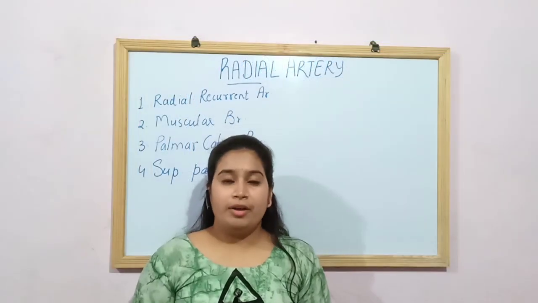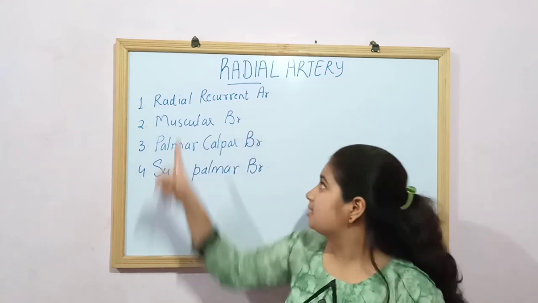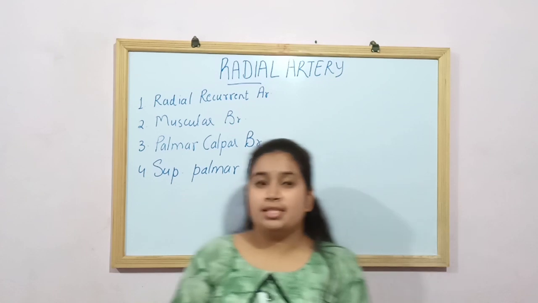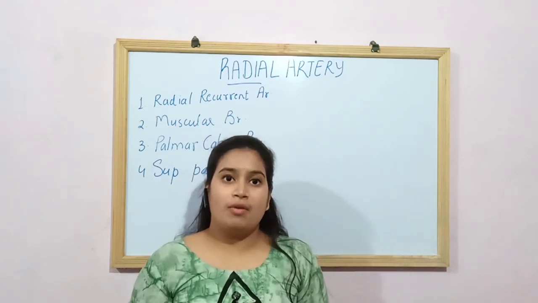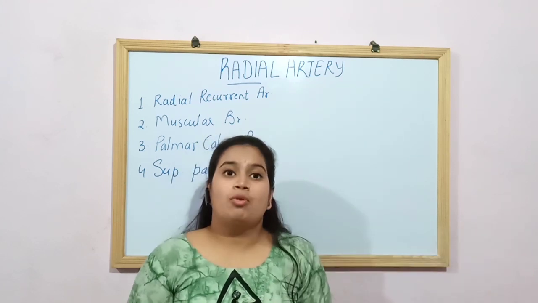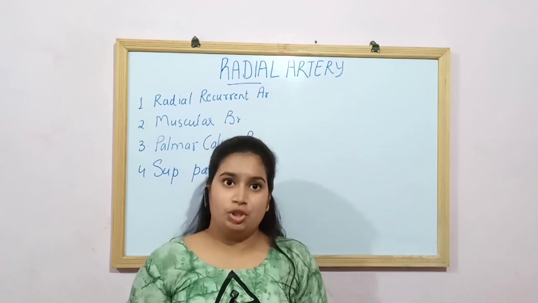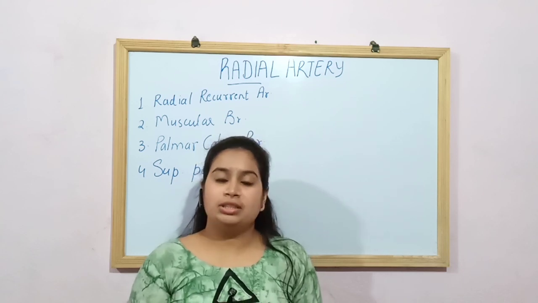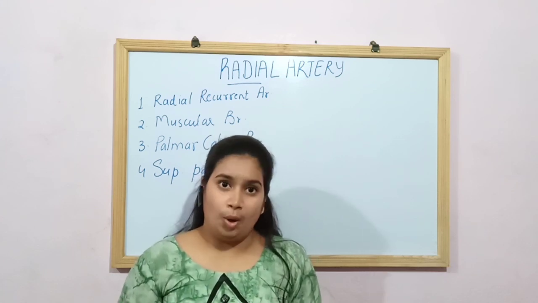Okay, so now moving on towards the branches of the radial artery. The first branch is the radial recurrent artery. It arises just below the elbow and runs deep to the brachioradialis muscle over the elbow joint to anastomose with the radial collateral artery, as I already told you in my previous video of the brachial artery under the heading of the recurrent and collateral anastomosis of the elbow joint.